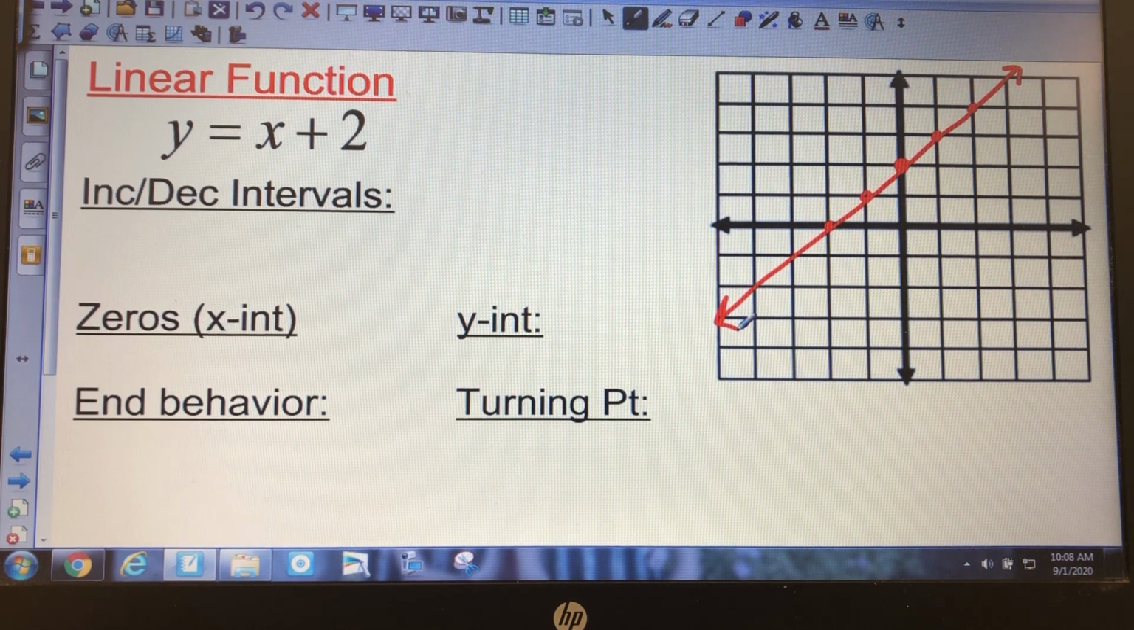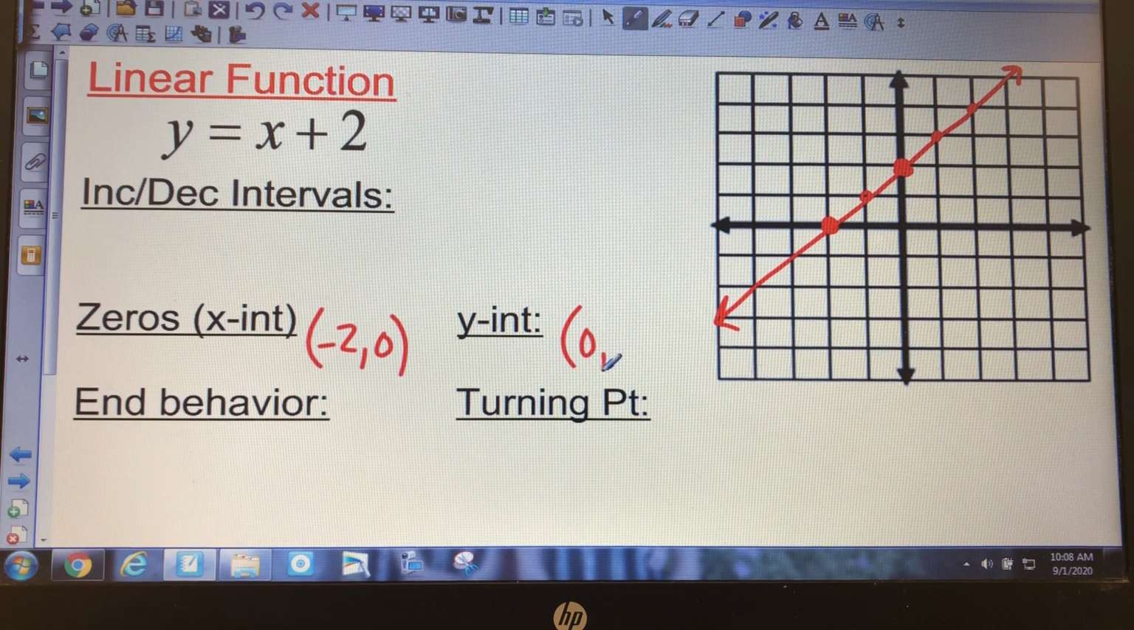So here's the new stuff. Now, some of this is easier than others. So the x-intercept, which is your 0 of the function, where does it touch the x-axis? -2, 0. Okay? The y-intercept, where does it touch the y-axis? 0, 2. So those are actual coordinates.